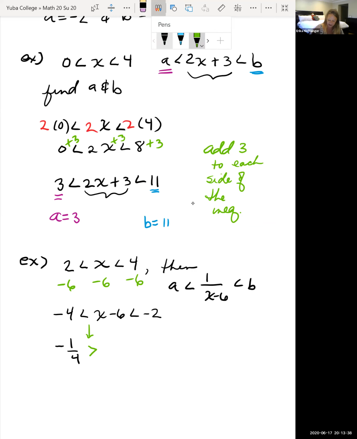We'll treat that as a grouping x minus 6. So bringing that down to the denominator, we get 1 over x minus 6. Change the direction of our inequality, so that now makes it greater than. And then negative 2 would become reciprocal as negative 1/2.